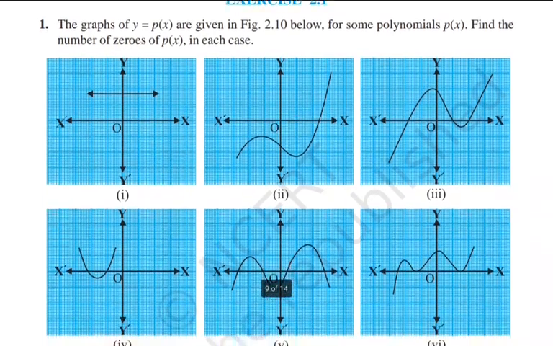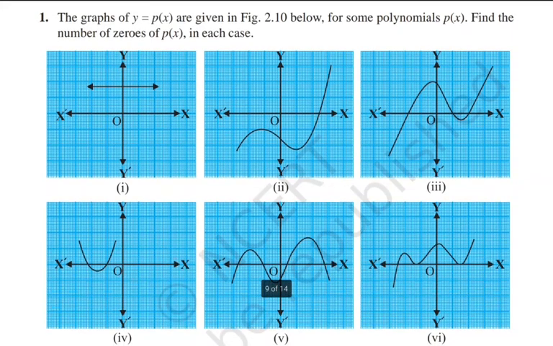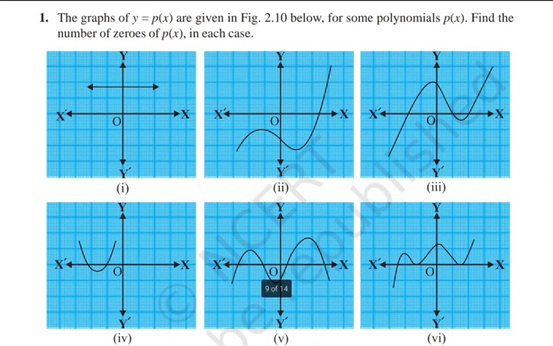So let's find. Before jumping into the question, we should learn that the number of zeros can be found by only the line which cuts the x-axis. That is, the number of times the line cuts the x-axis is known as the zeros of the polynomial.